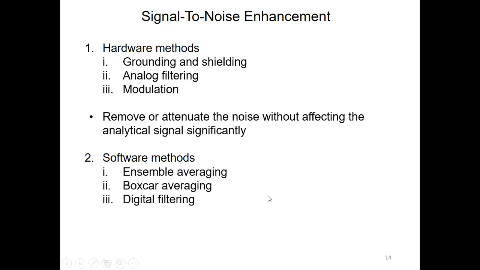And for software methods, these three types of methods are available: ensemble averaging, boxcar averaging, and digital filtering. You will learn these three in detail later in the upcoming slides also. So these are the two main ways to enhance the signal to noise ratio.